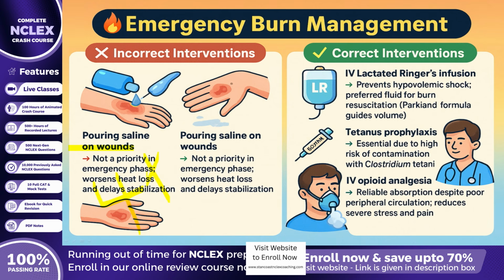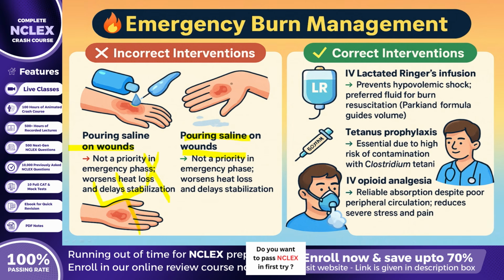Moving on to option 2, pouring normal saline over the wounds before dressing care is also incorrect at this stage. The priority in the emergency phase is not cleansing the wounds, but stabilizing airway, breathing, and circulation. Pouring saline on extensive burns can worsen heat loss and lead to hypothermia, making this step inappropriate during initial resuscitation.